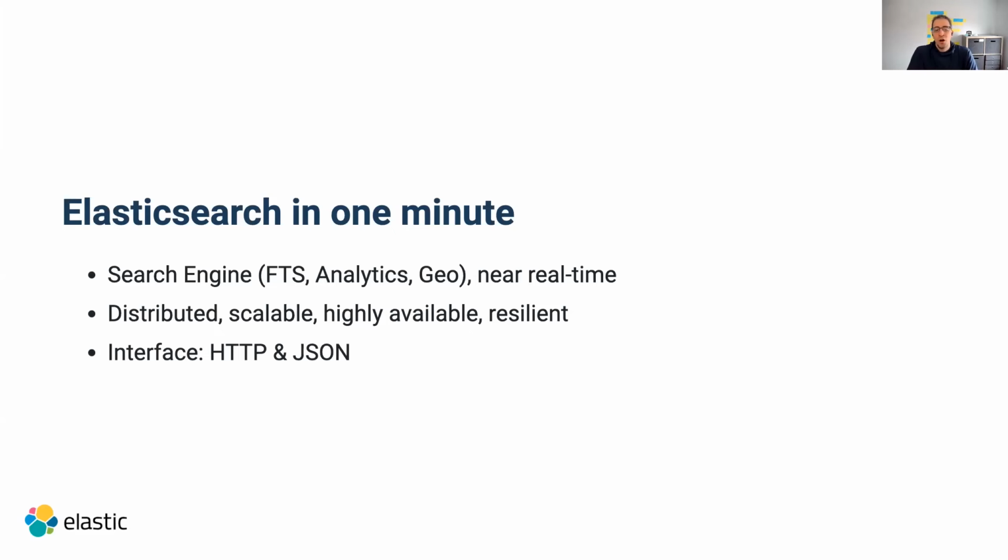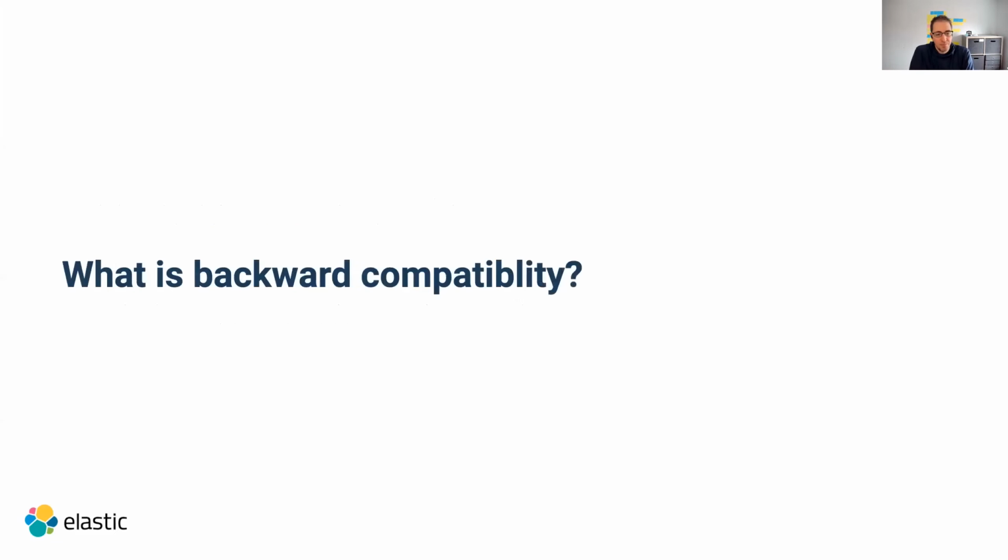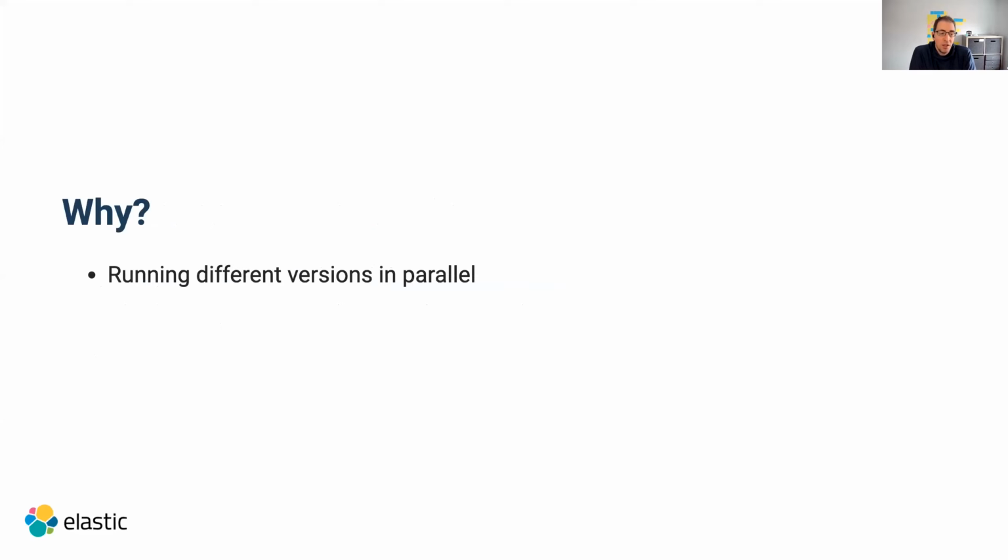The protocol and the object notation are both pretty well known in the development world, so users feel more at home from the beginning. So let's take a step back and talk about what backward compatibility is, what you need it for, and why we need it. If you do an upgrade, maybe a rolling upgrade, you need to run different versions in parallel if those components communicate with each other.